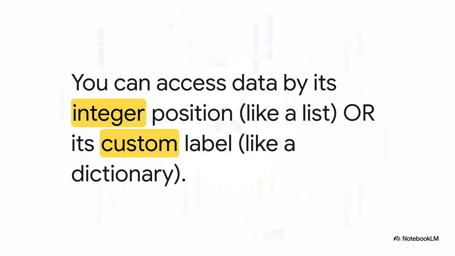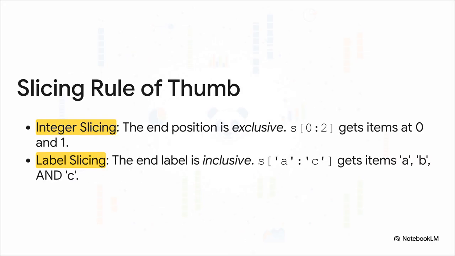It's super flexible. Okay, now listen up, because this is the one thing that trips up everyone when they're starting out. When you're slicing or grabbing a range of data, there's a different rule for numbers versus labels. If you use integer positions, the last number is not included. It's exclusive. But if you use labels, the last label is included. It's inclusive. Just remembering that one little detail will save you so much frustration down the road.